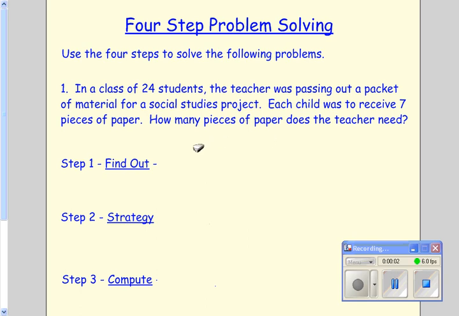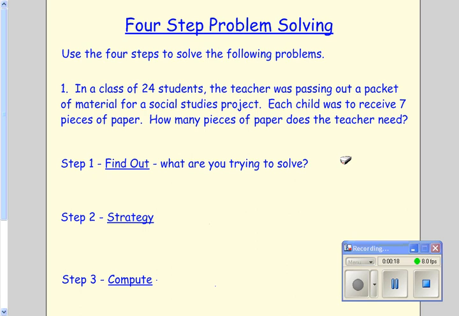So just as a quick review, what are we trying to solve? Now on this one, what is it that we're trying to solve? What do we need to know? What are we trying to figure out? Christina? How many pieces of paper that the teacher needs.